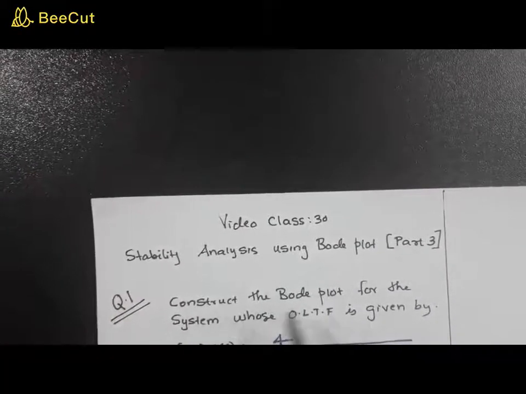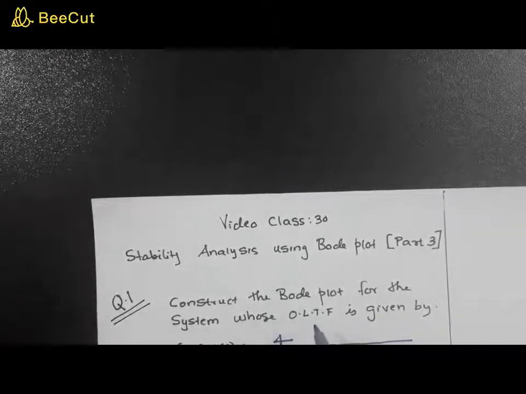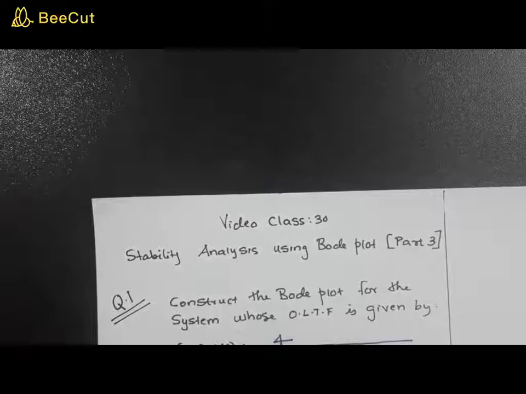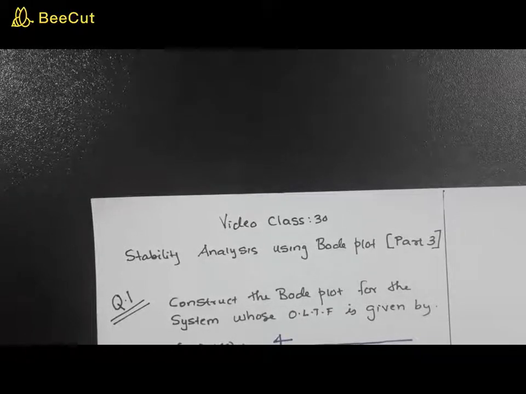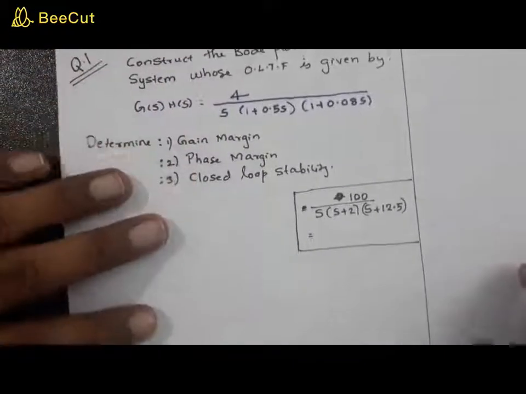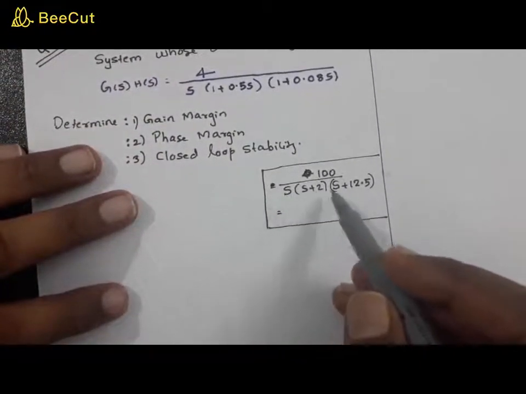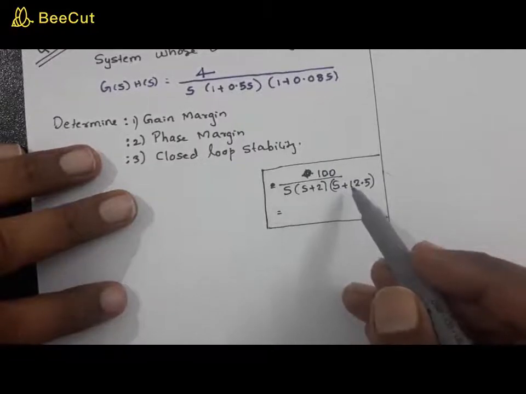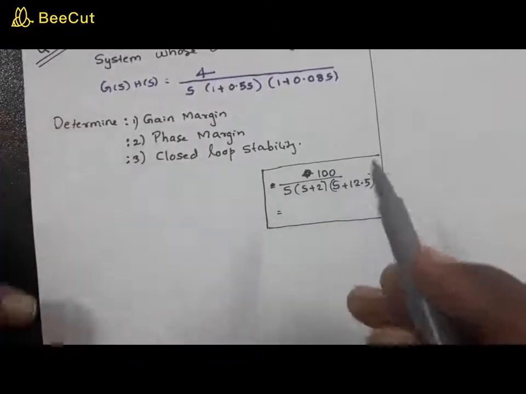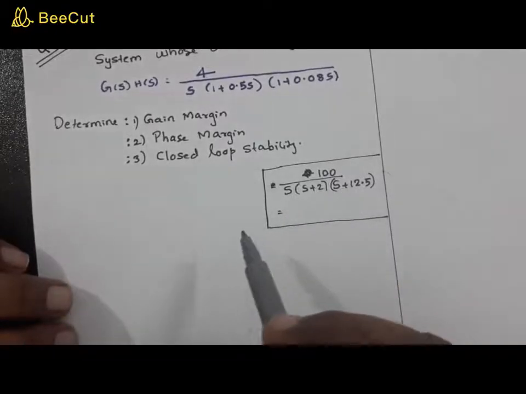The question is, construct the Bode plot for the system whose open loop transfer function is given by G(S)H(S) = 4 divided by S into 1 plus 0.5 S into 1 plus 0.08 S. Now the same question I have rewritten in another form, that is 100 divided by S into S plus 2 into S plus 12.5. This is usually how an open loop transfer function is given, keeping this S isolated every time.